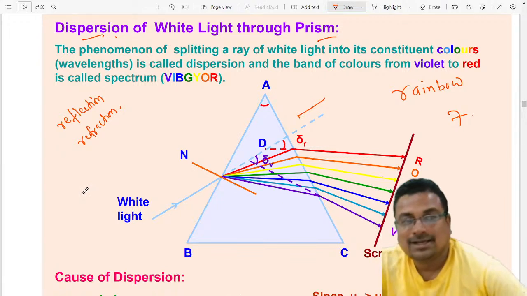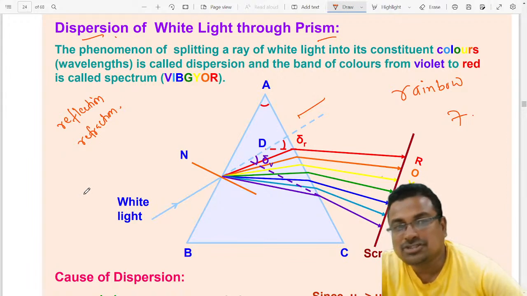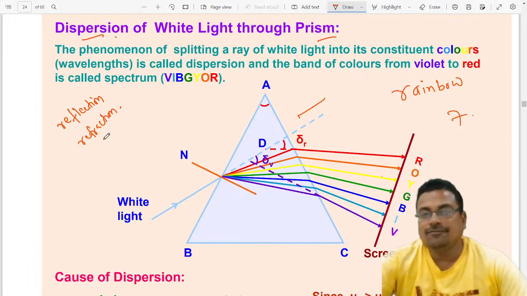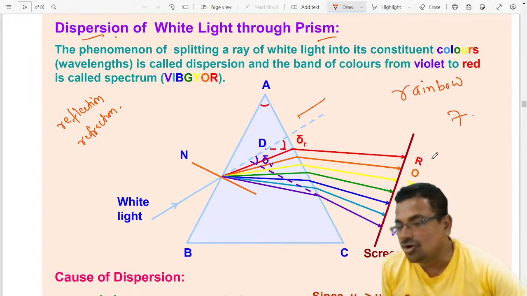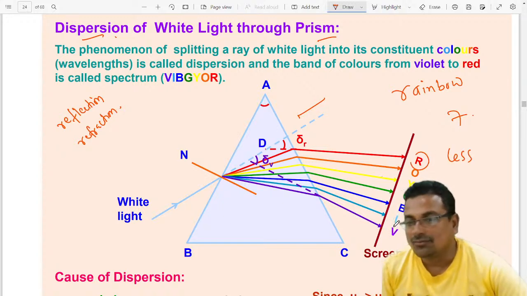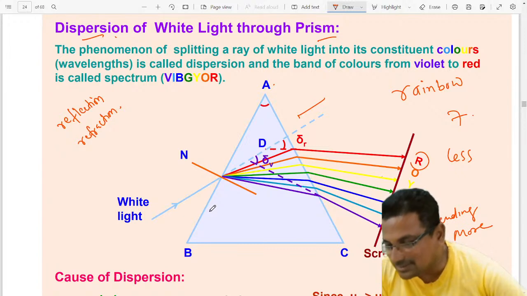Already we learned reflection and refraction. Now we discuss the dispersion of light. If we pass white light through the prism, how many colors do we get? We get 7 colors: violet, indigo, blue, green, yellow, orange, red. The red color bends less. The violet color bends more, it is refracted more. This is the angle of prism, and the light passing through it gives us the 7 colors.